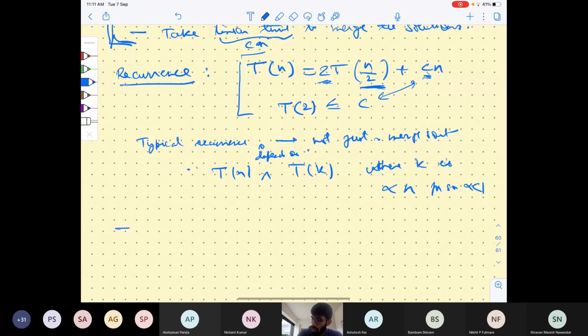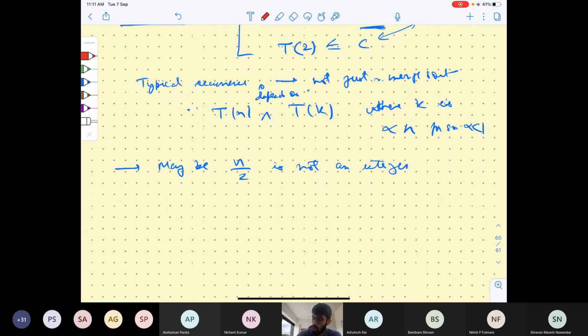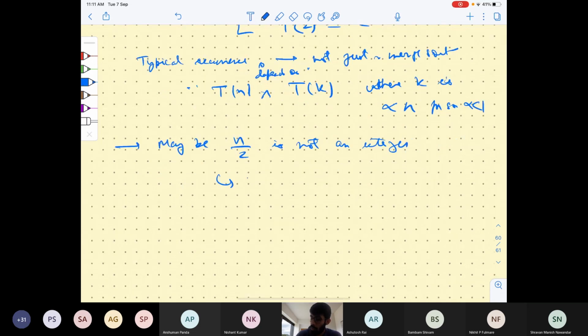There is another finer point, that maybe n over 2 is not an integer. In which case it should have actually been a ceiling or something. But we are going to ignore this because asymptotically it will not make much of a difference. Okay. Good.